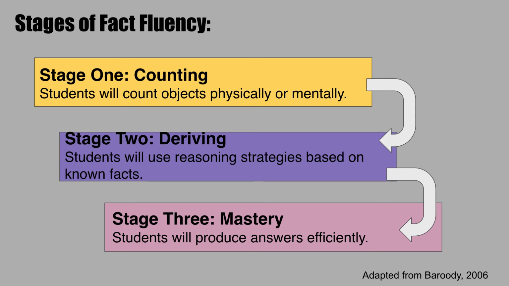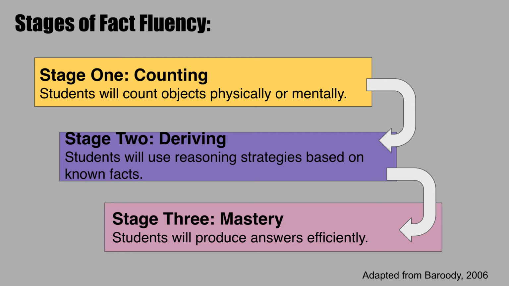Fact fluency is a process that occurs over the course of 3 phases. All students will begin in phase 1, which is counting. During this phase, you will see students count on their fingers or on tools to find the answer to a fact. From phase 1, students will progress to phase 2. Students will begin deriving, meaning they will use strategies to find the answer to unknown facts from known facts. It's important to note that students will not progress to phase 2 without explicit instruction on these strategies. That's where the teacher comes in.